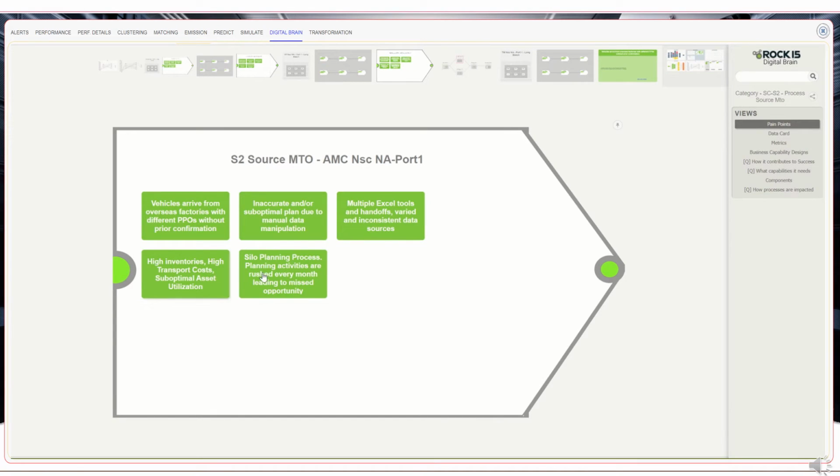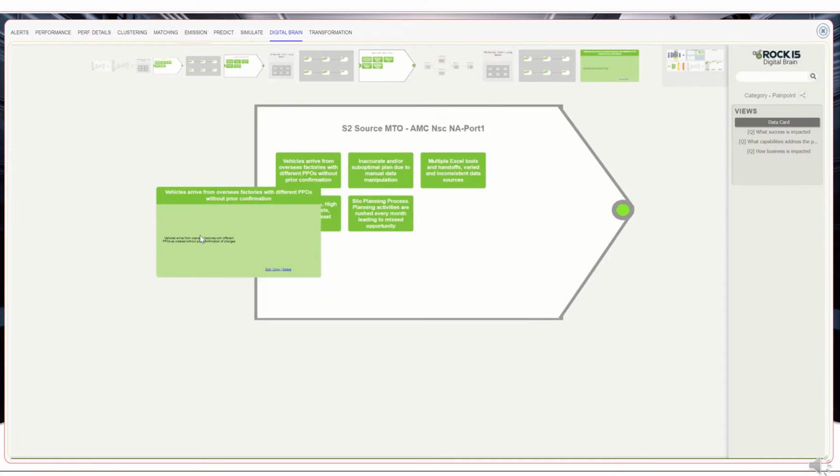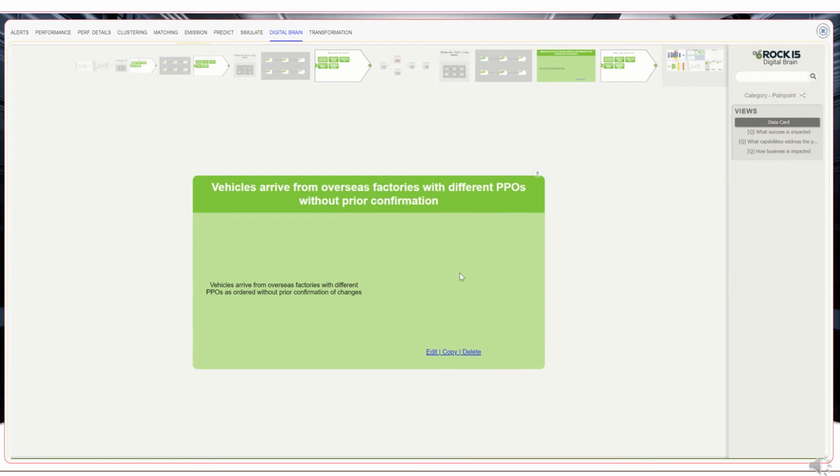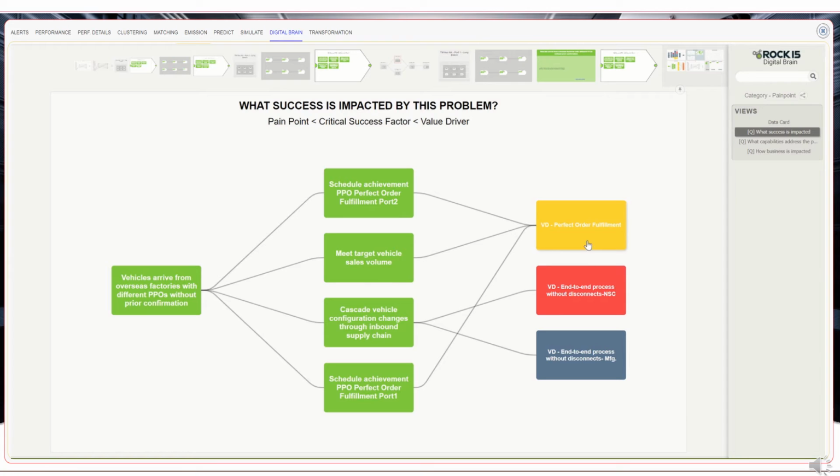Rachel gets to know that vehicles were often delivered differently from sales orders. She knows this will lead to lower sales, higher incentives payout, or even buyback. Here, she can also understand what business goals are impacted and how other business areas are affected by this pain point.